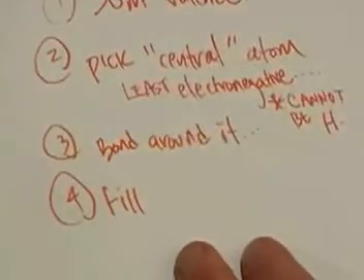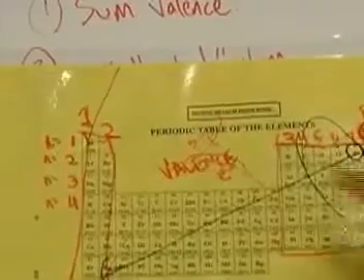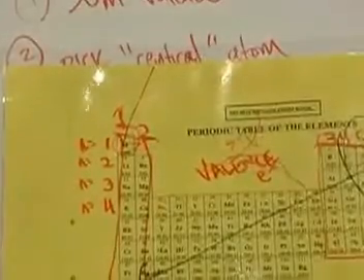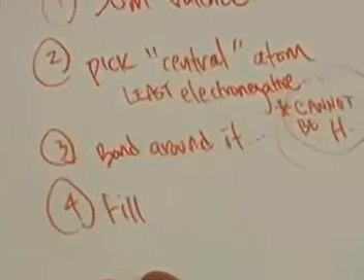Cannot be hydrogen. And the reason it cannot be hydrogen is because hydrogen, remember, only has one electron. And hydrogen only wants to gain one more electron to be helium, so it won't have lots of things bonded around it. Hydrogen is kind of in a class by itself. It'll only have one thing bonded around it ever. So that's why hydrogen can never be the central atom.